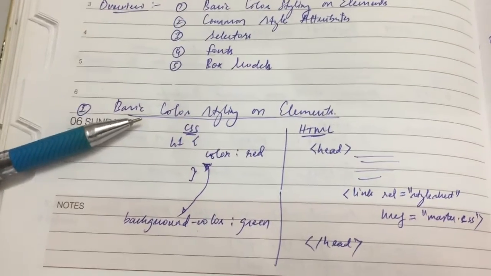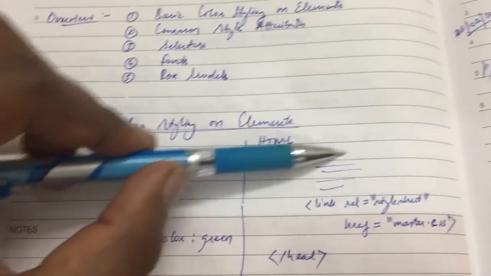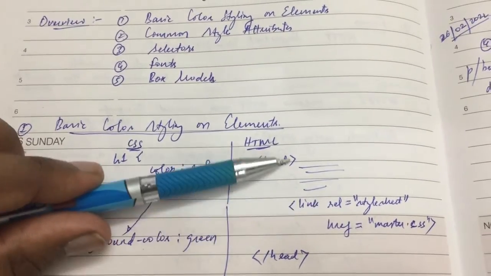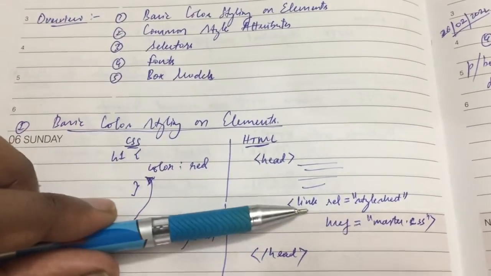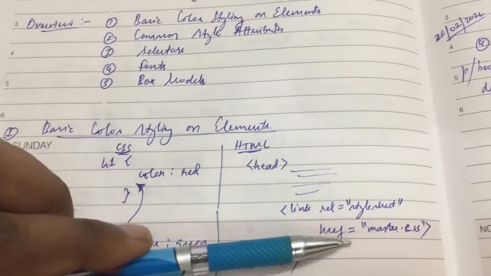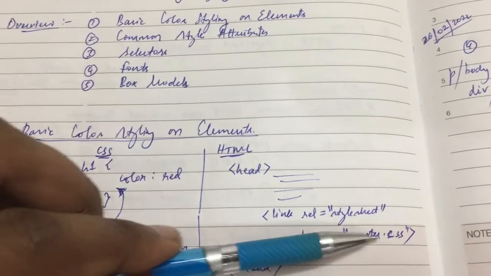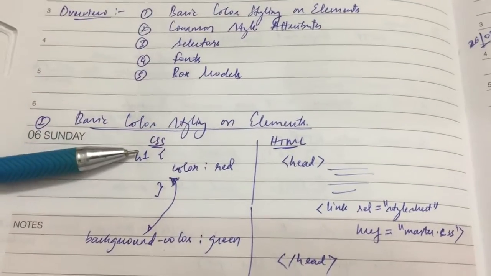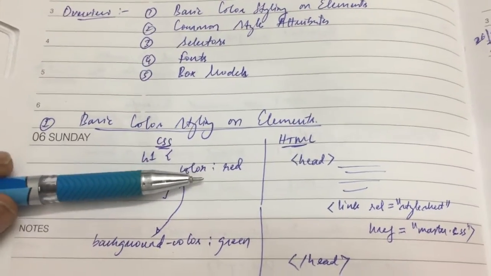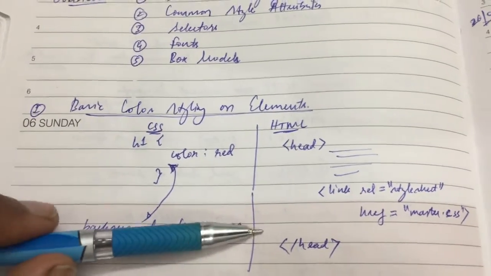In the first, basic color styling on the elements, when we have the HTML file like this, when you type doc, it will create the syntax of the file. In this case, you can link the CSS file by typing this syntax. If you just type link, the whole syntax will appear automatically. In the reference, you just have to type the masters.css file name, and in that file you can type h1. H1 means, as you know, the heading. Just type color red, which changes the style of the heading, and if you want to change the background, you can do the same thing.